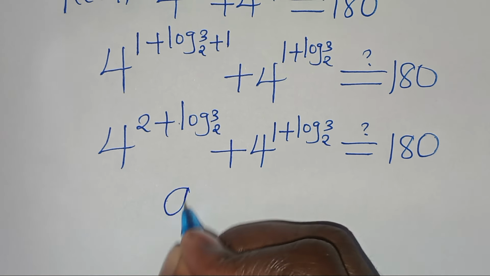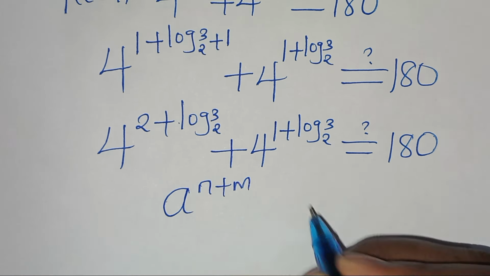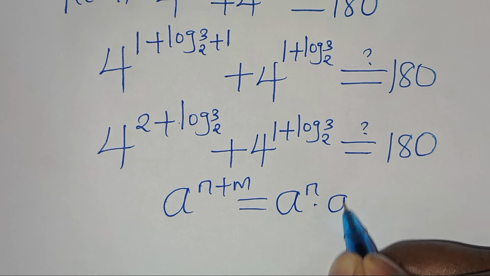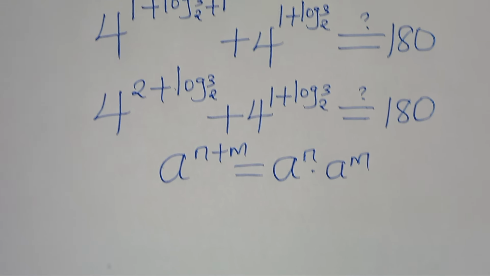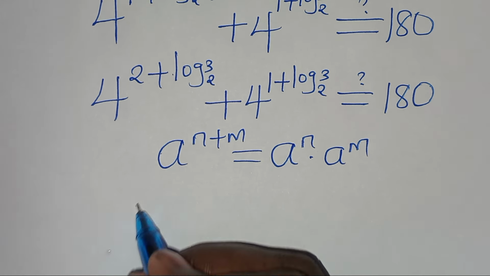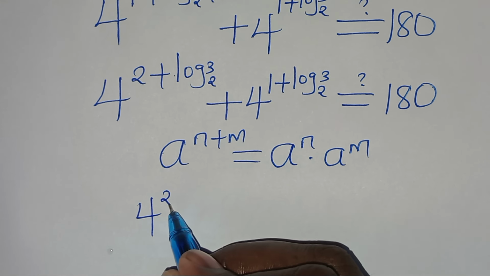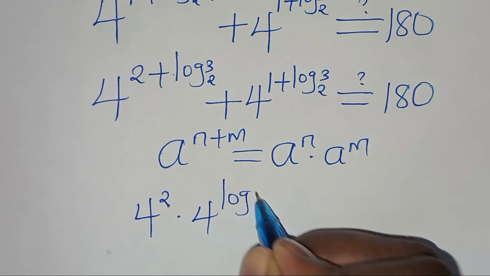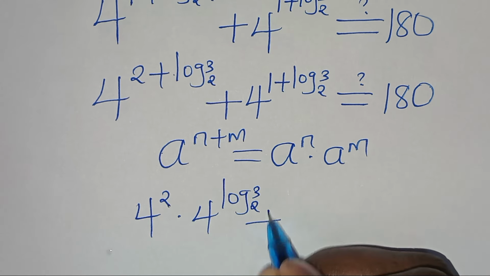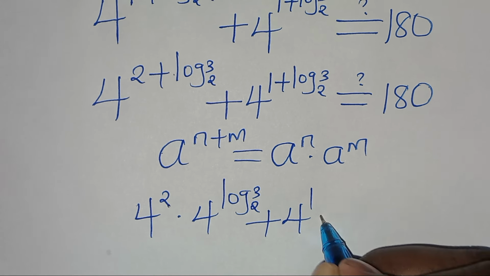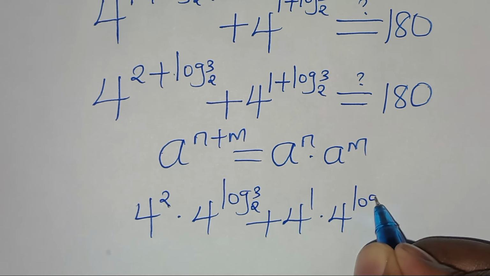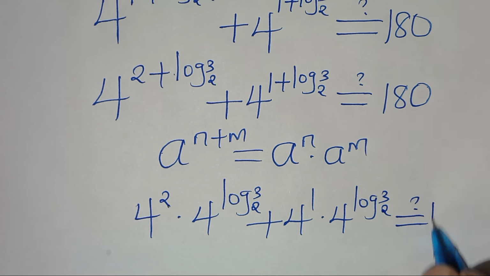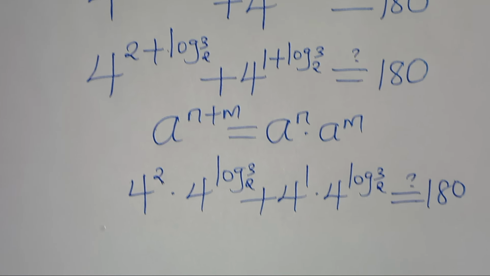This is in the form of a to the power of n plus m, which we can express as a to the power of n times a to the power of m. Applying this exponent property, we have 4 to the power of 2 multiplied by 4 to the power of log 3 to base 2, then plus 4 to the power of 1 times 4 to the power of log 3 to base 2. This should give us a value of 180.